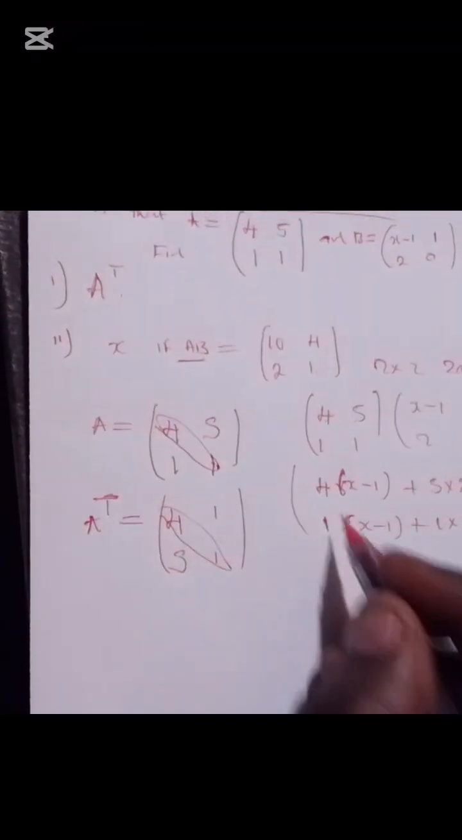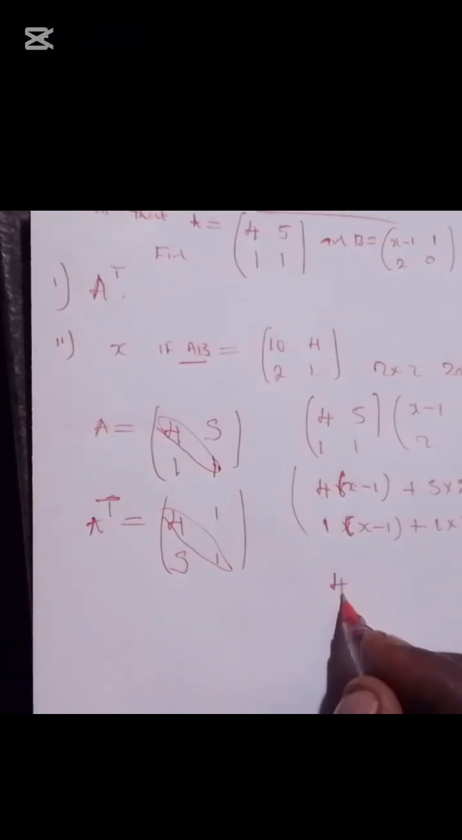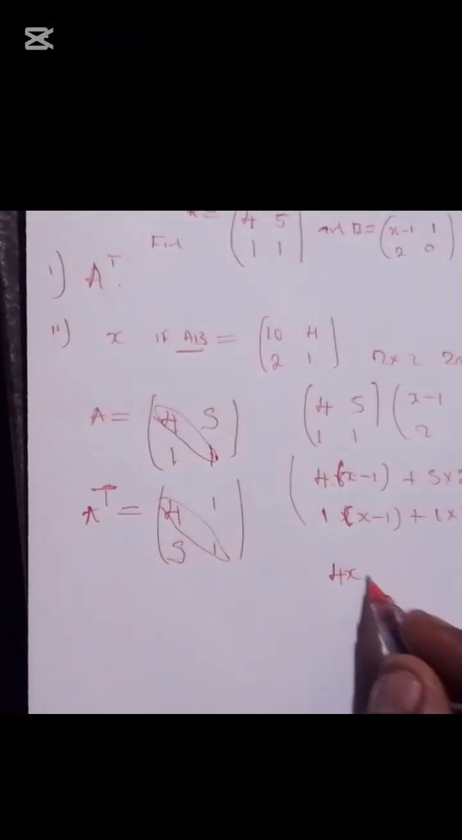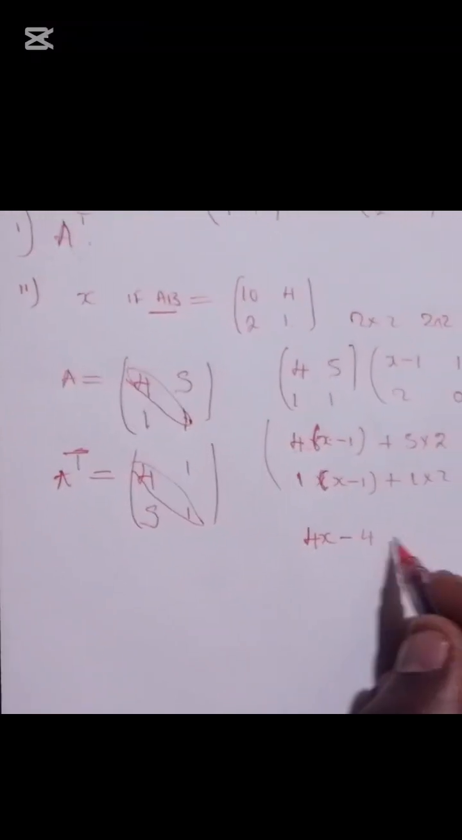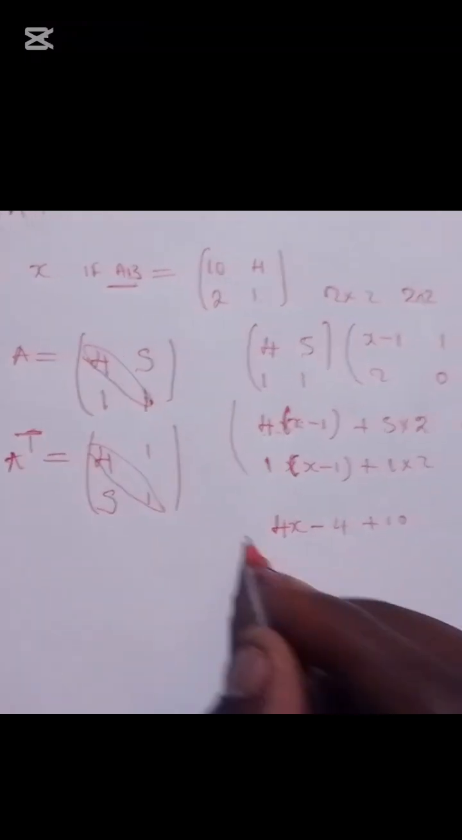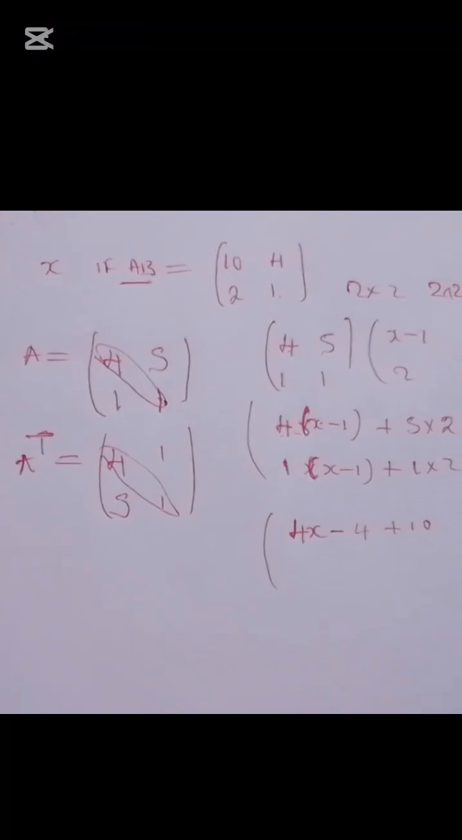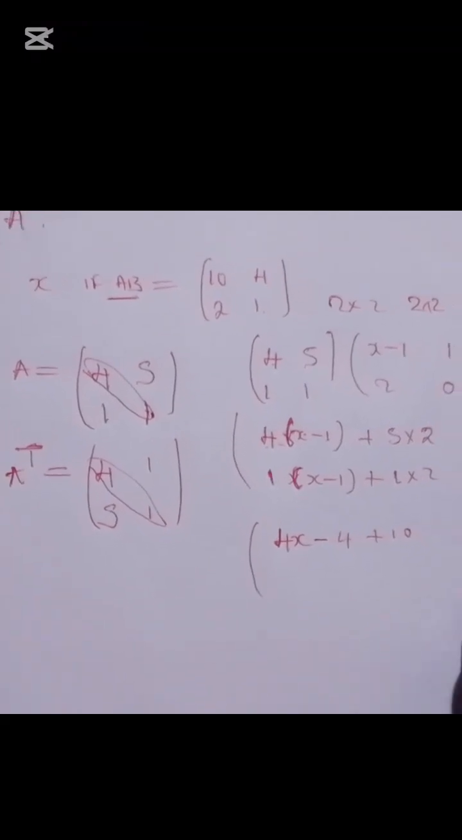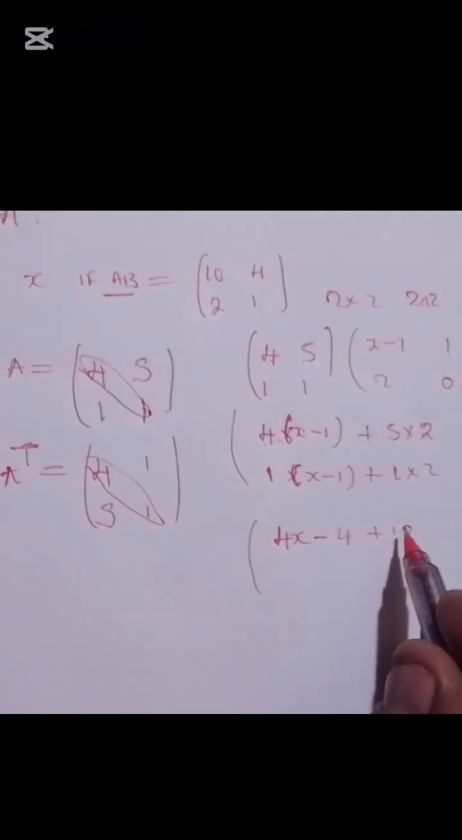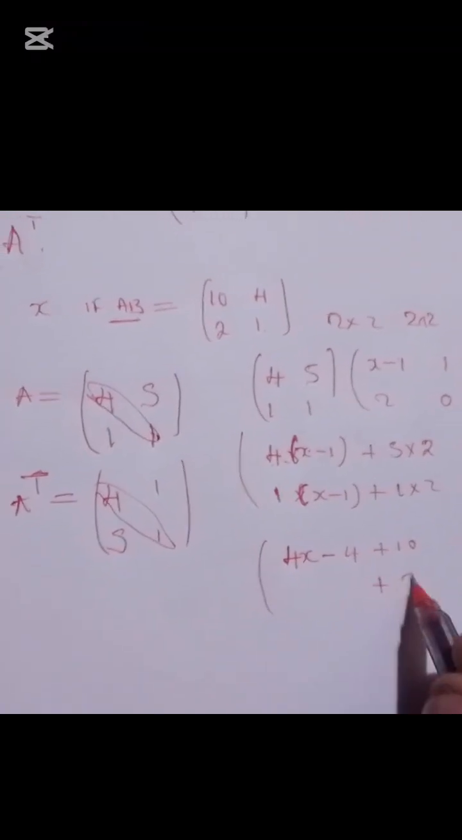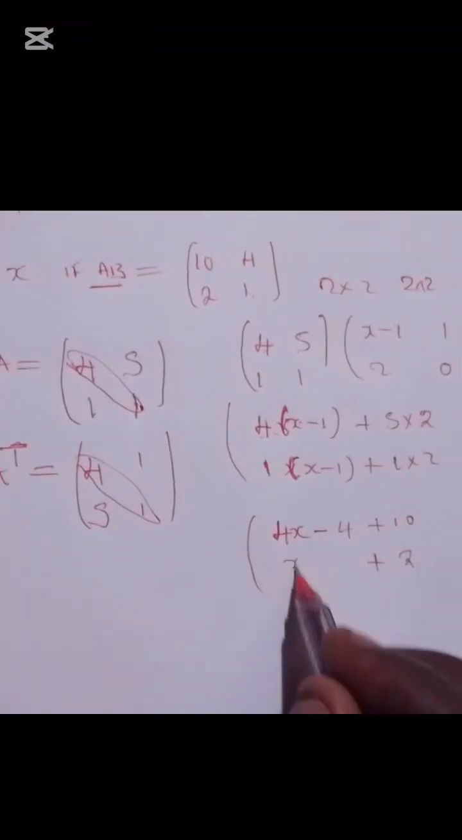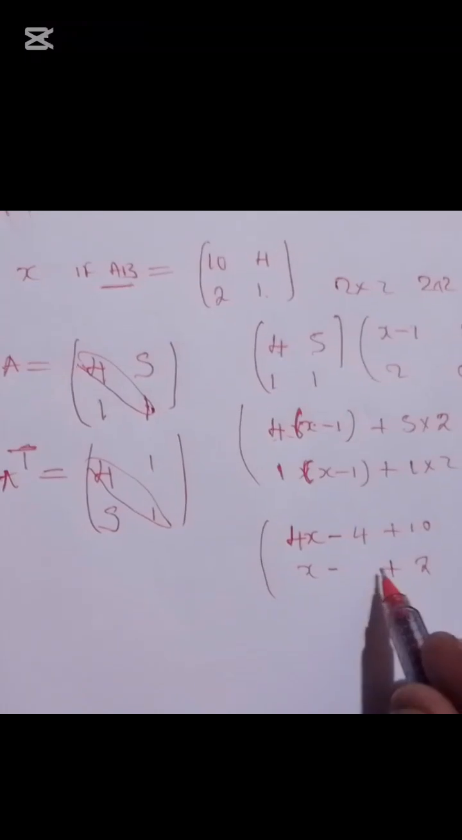So you multiply row by column. 4 times x gives me 4x. 4 times negative 1 gives me negative 4, plus 10. Then 4 times 1 is 4, plus 5 times 0, that's a 0. 1 times 0 is 0, 1 times 1 is 1. Then I have 1 times 2, that's a 2, and 1 times x is x minus 1.